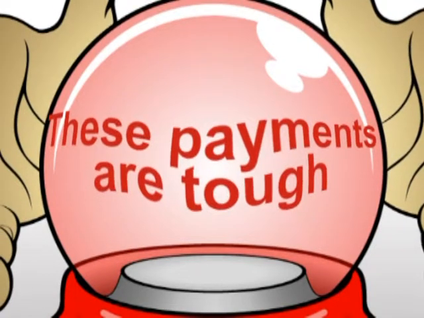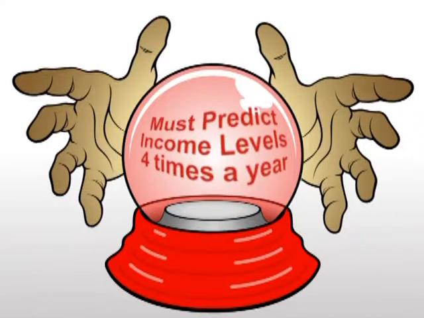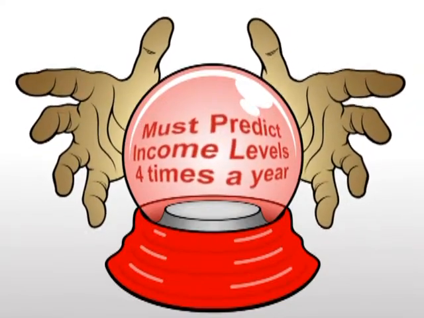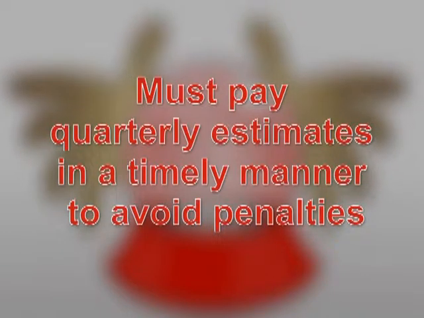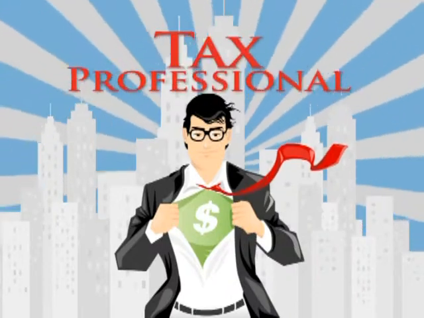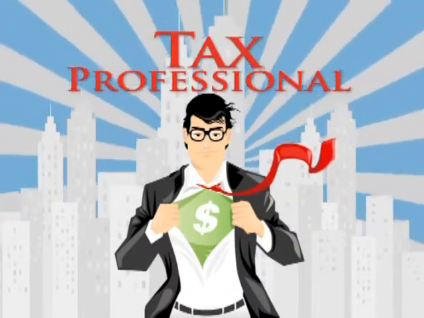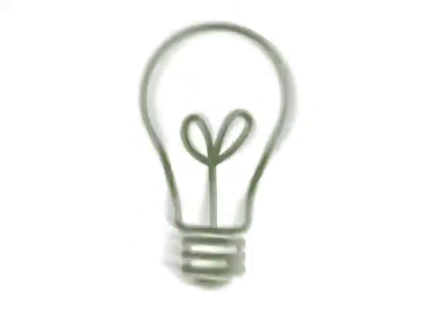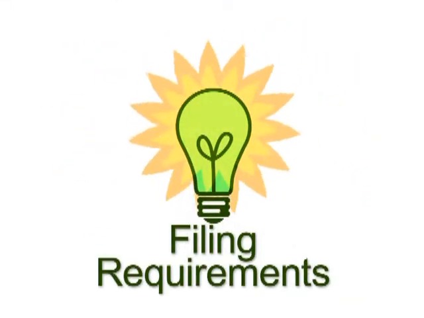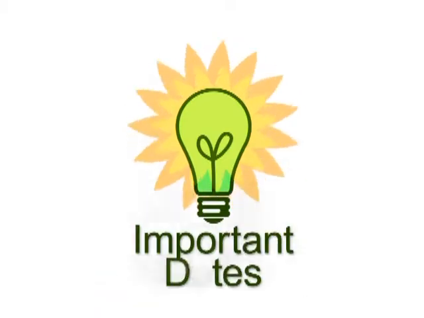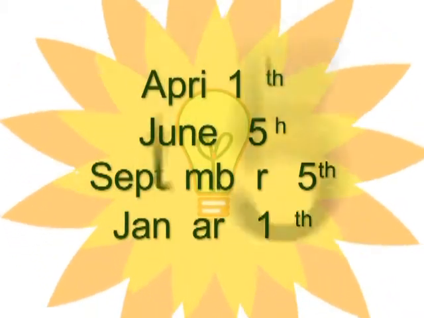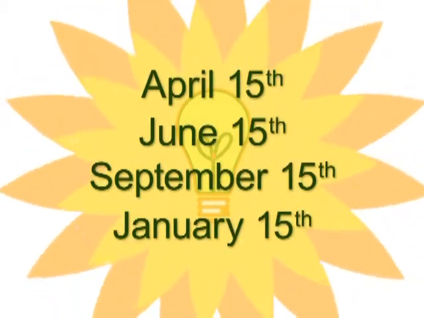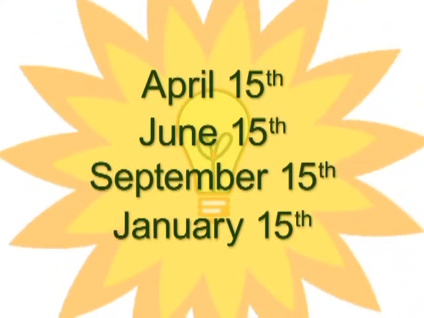These payments are tough because you must be psychic and be able to predict what your income is going to be evenly throughout the year. If you don't make your estimated quarterlies in a timely manner, you will be penalized. You may want to see a tax professional for some help with the calculation of your 1040-ES, but I just wanted you to be aware of the filing requirement. The due dates for these estimated quarterly payments are April 15th, June 15th, September 15th, and January 15th.